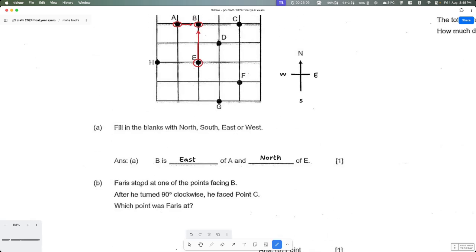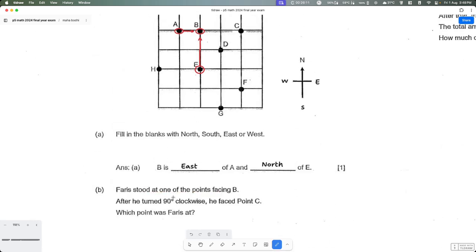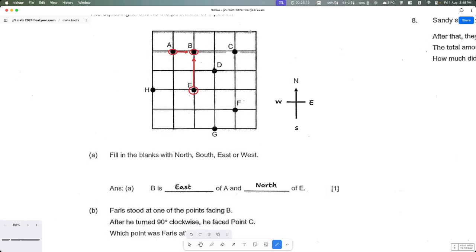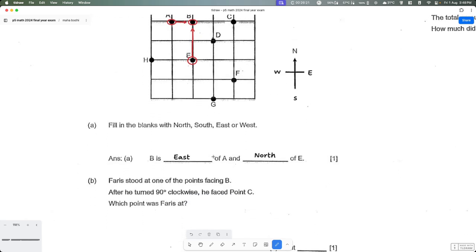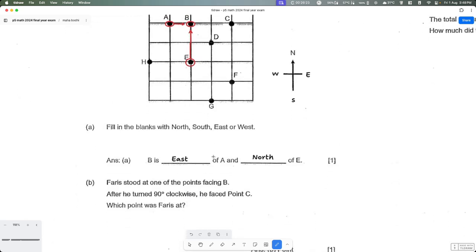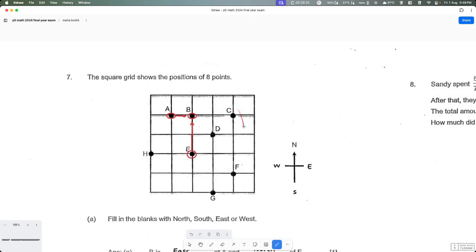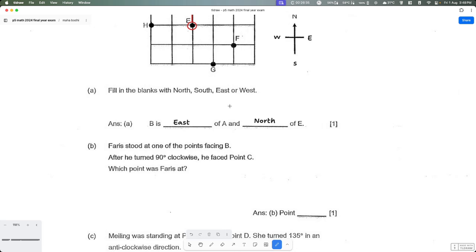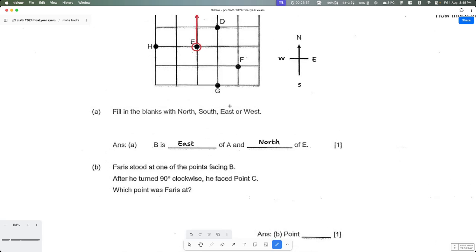So Faris stood at one of the points facing B, right? After he turned 90 degrees clockwise, he faced C, right? So which point was Faris? That means when he turned 90 degrees, he was facing something like this, and then he turned 90 degrees, he faced C.